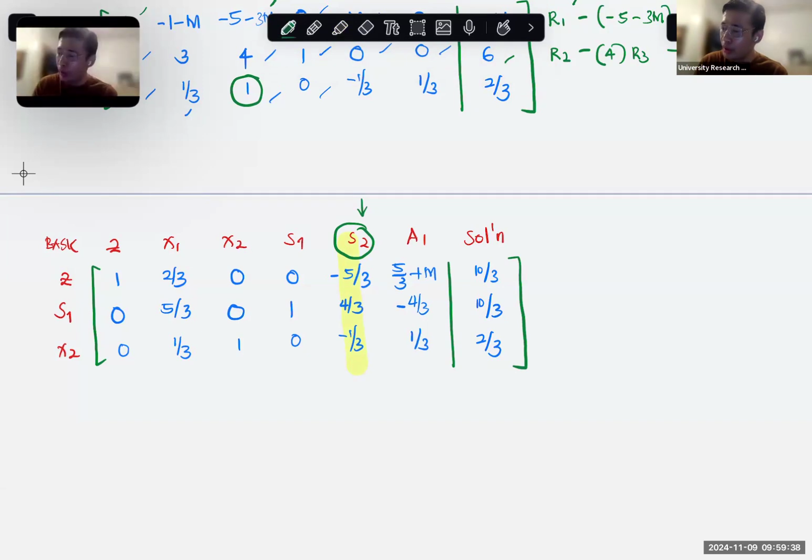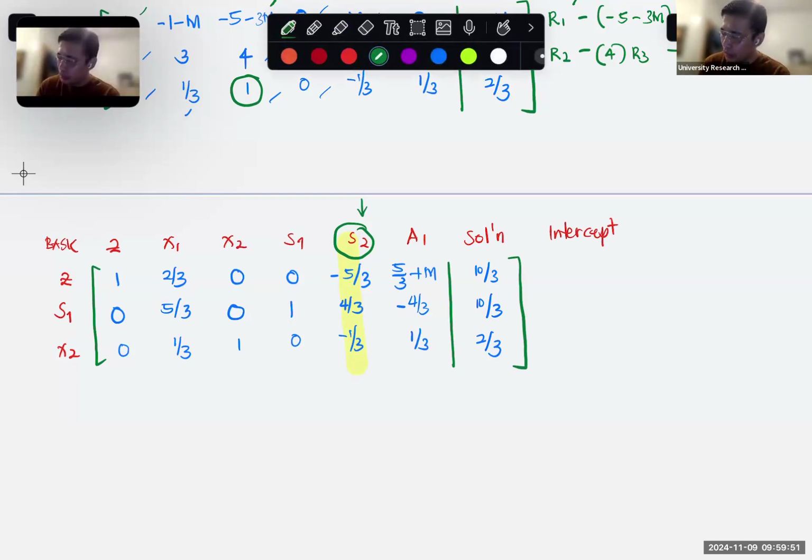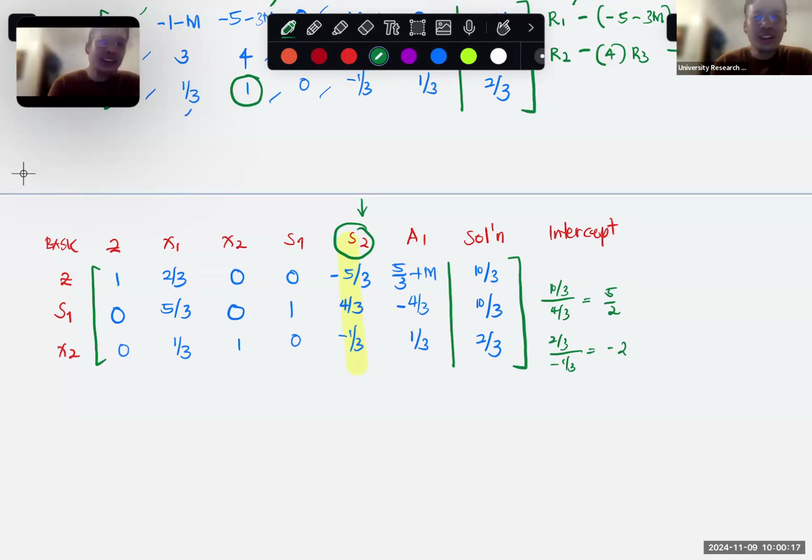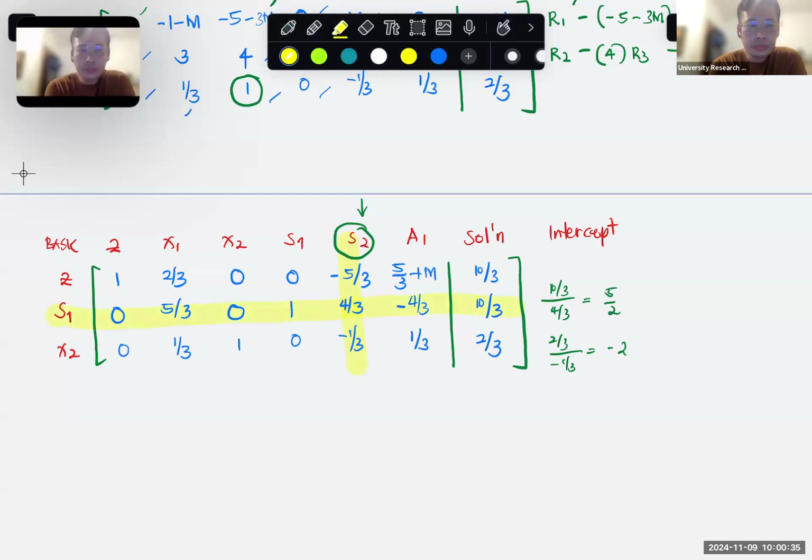So next is we compute for the intercept, to decide what would be our pivot row. So for our intercept, we have 10 over 3 divided by 4 over 3, which is equal to 10 over 4, which is 5 over 2. The other one is 2/3 over negative 1/3, which is negative 2. Although 2 is smaller than 5 over 2, pero what we need here is the smallest positive. Okay, so negative 2 is negative. So therefore, our pivot row will be this one. So our leaving variable this time will become the S2.